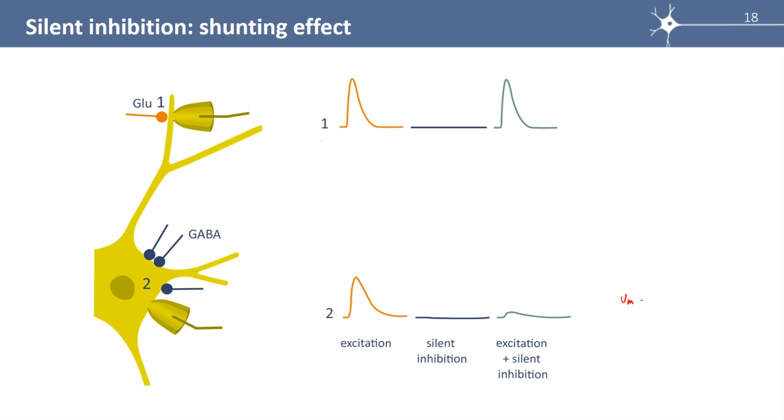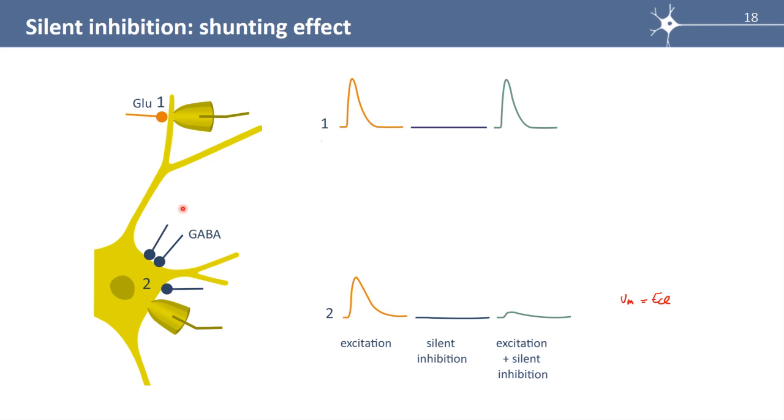equals the equilibrium potential of chloride ions. Let's suppose this is the case here. We have a glutamatergic synapse on a dendritic point 1, and it gives an EPSP here of a certain amplitude. Once propagated alone down to the soma, the amplitude is reduced.